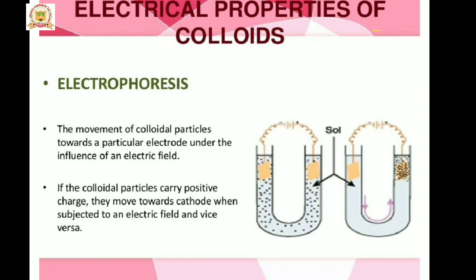The third one is the electrical properties of colloids. In that, the process of electrophoresis. The movement of colloidal particles toward a particular electrode under the influence of an electric field. Here, a U-shaped tube contains the colloidal solution. By applying the electric field, all the particles will move towards one end. If the colloidal particles carry a positive charge, they move towards the cathode when subjected to an electric field, and vice versa. If the colloidal particles carry a negative charge, they move towards the anode.